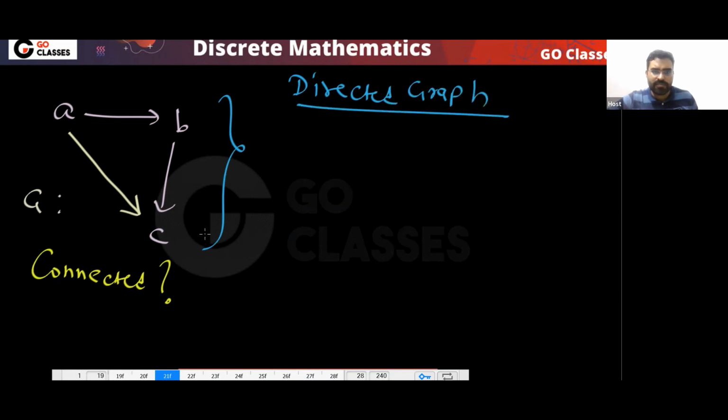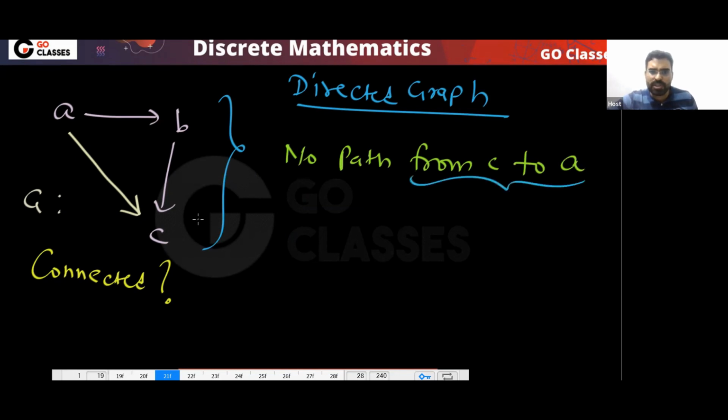In the directed graph, you can notice one thing, that we cannot go from C to A. There is no path from C to A. And because there is no path from C to A, this directed graph is not connected.